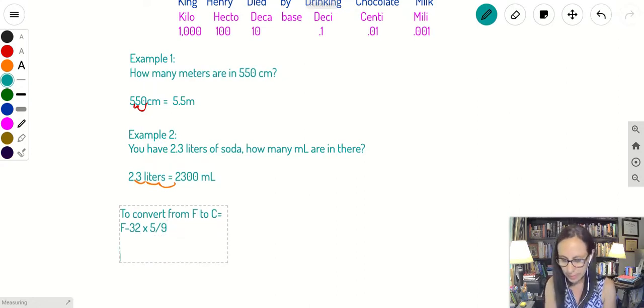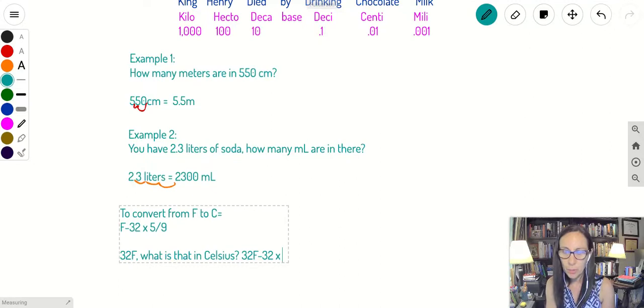But let me just give you an example. Let's say we have 32 degrees Fahrenheit. What is that in Celsius? Oops, I think that's with an S, Celsius. And so what you would do is you would write 32 degrees Fahrenheit. You would subtract 32 from that, and then you would multiply by 5/9. And the answer is going to be 0, actually. So 0 degrees Celsius.